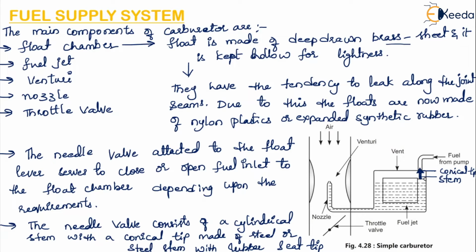So now, what is the function of this carburetor? Here you can see there is a valve here and this is the float chamber in which there is a fuel jet. There is a vent provided in between. So we have discussed the functions of the carburetor. Now what is the working of this carburetor? How does this work?